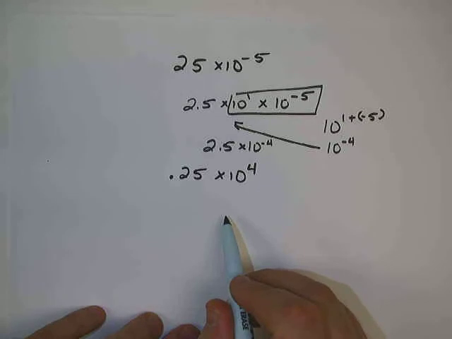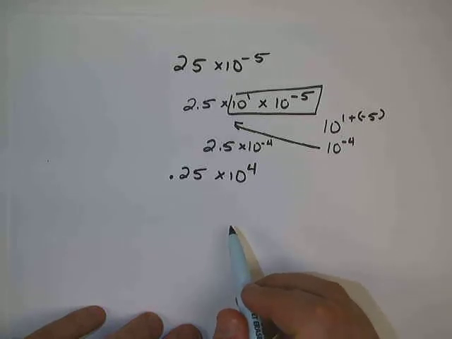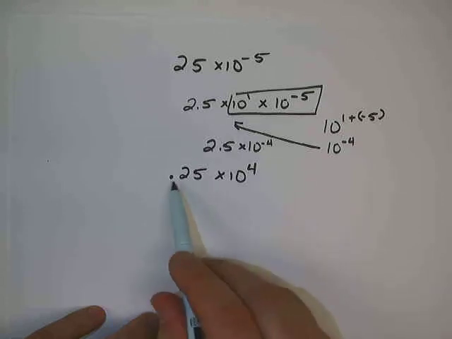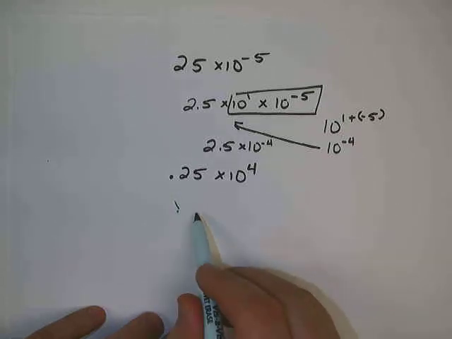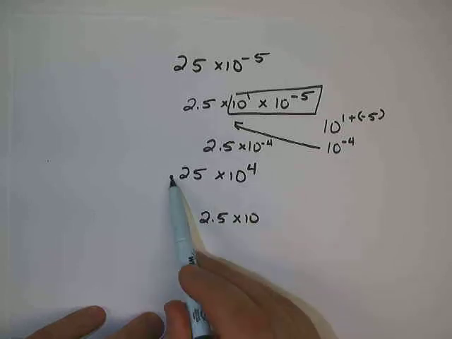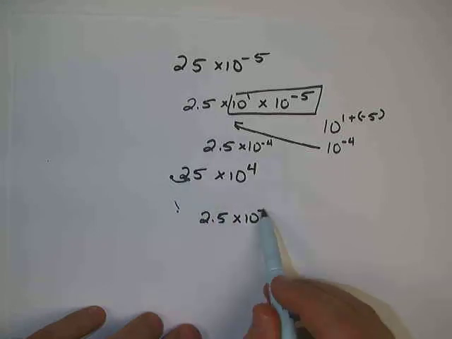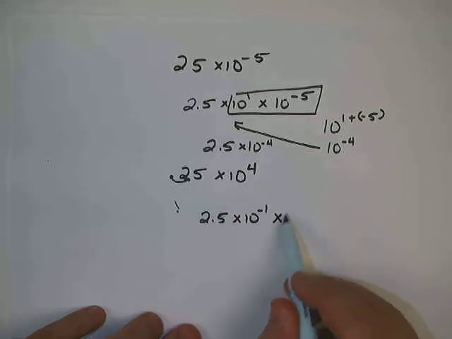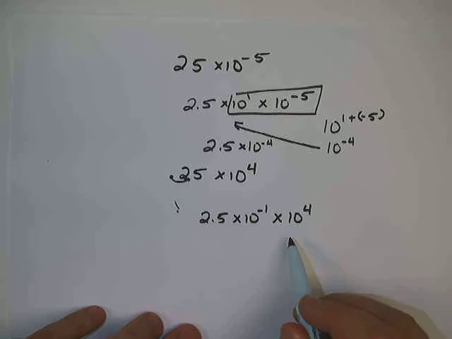I thought that was an interesting way of working it. Definitely not the way I learned how to do it, but a very valid way of doing the problem. The same thing applies down here. If I take 25 hundredths and write it as 2.5 times 10 to the negative 1 times 10 to the fourth, since we move to the right.